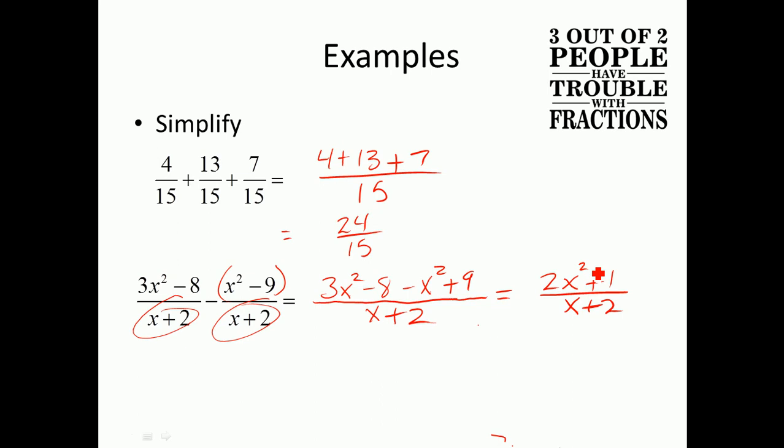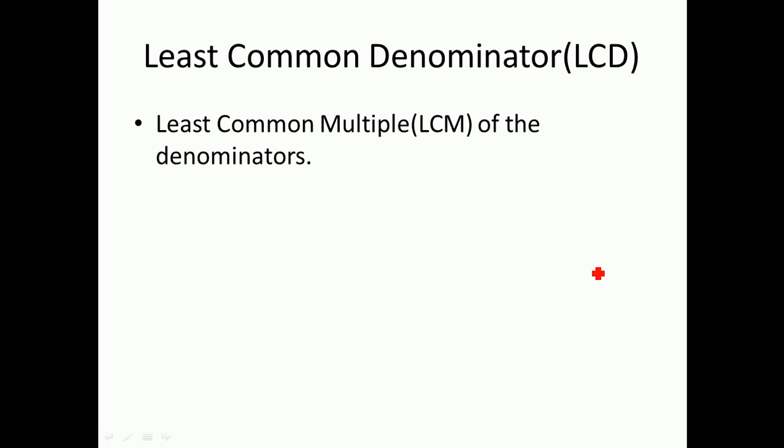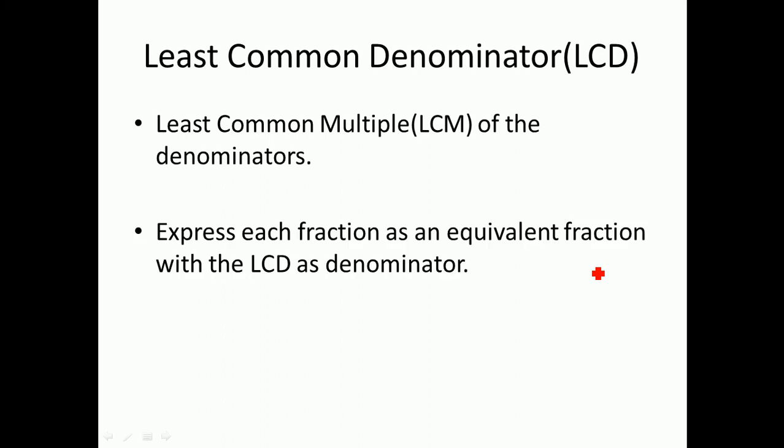Now, it's not going to always be easy having the same denominator. There's going to be some times where you're going to have different denominators. And in this case, we're going to have to find the LCD, the lowest common denominator. The lowest common denominator is the lowest common multiple of the denominators. Another thing to know is you want to express each fraction as an equivalent fraction with the LCD as the denominator.